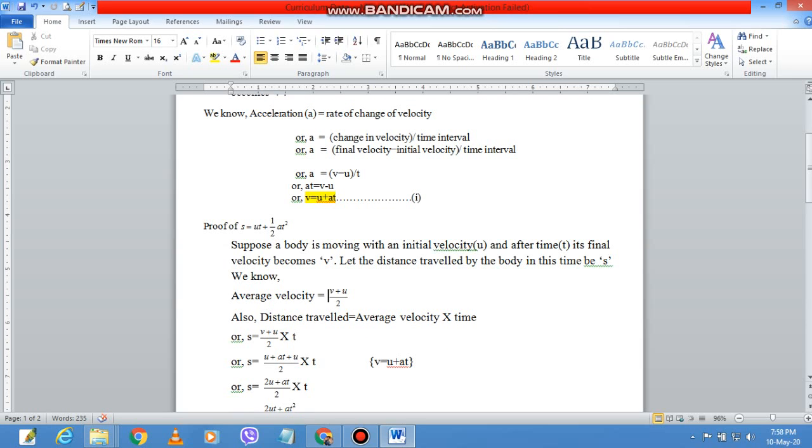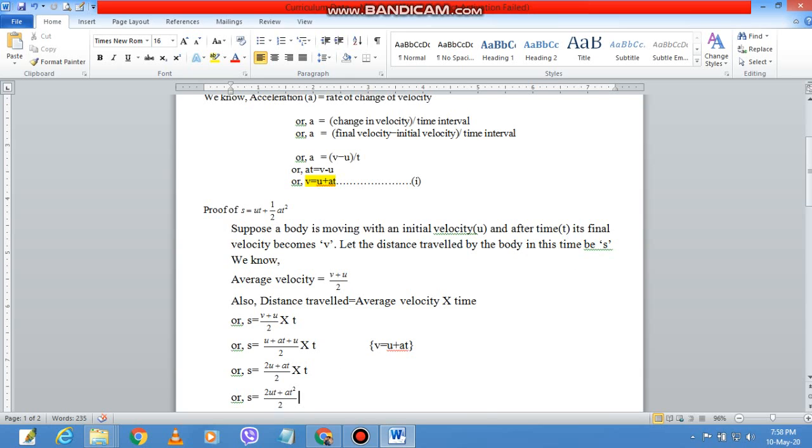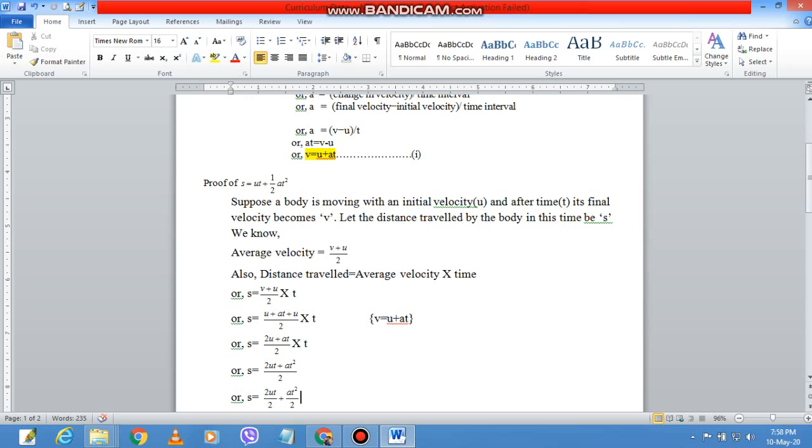Now also in the previous lesson, we have studied the definition of distance, which is given by average velocity multiplied by time taken. Average velocity here is v plus u divided by 2, times time taken t. Now in the first equation we have already concluded v equals u plus at. That means instead of v we can write u plus at. This gives u plus u equals 2u plus at, divided by 2, times t. If we multiply the t with the numerator, it will be 2ut plus at square.